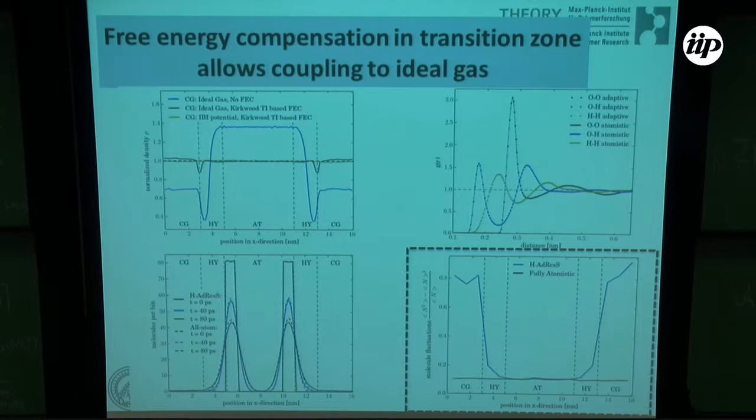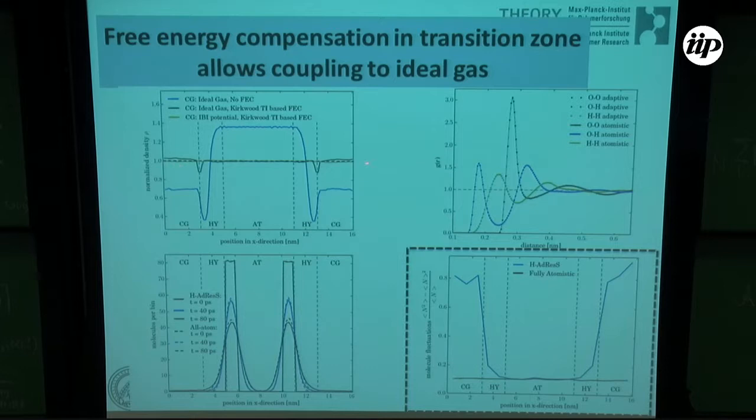And that this works, you can see here. So what I show here are the different correlation functions. Of course, they match, but I think what is more interesting is when you look at the normalized density, the average density in the atomistic region, hybrid, and ideal gas region. That is a constant with almost zero fluctuations if you use the adaptive resolution scheme with a Kirkwood thermodynamic integration based free energy compensation, and then it's just flat.